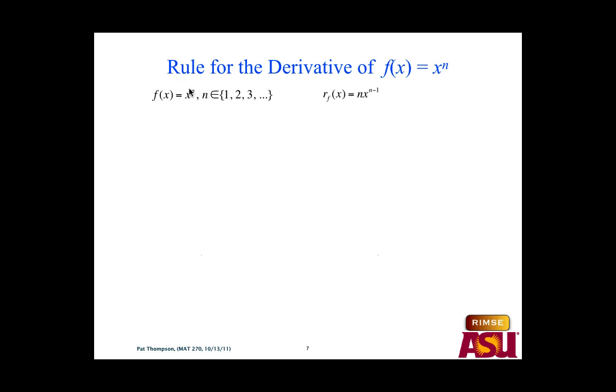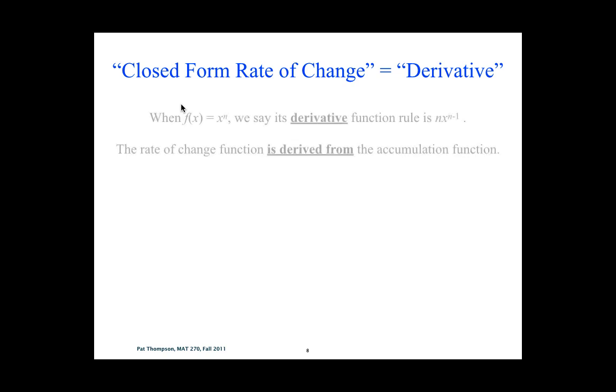If I had something like 7x to the n, well, that's just a constant multiple of x to the n. So we just dealt with how to deal with extra coefficients a minute ago. So I can say that this is the derivative. I can say it's a rate of change function, but it's derived from, as in it comes from, this accumulation function. You can get one from the other and the other from the first.